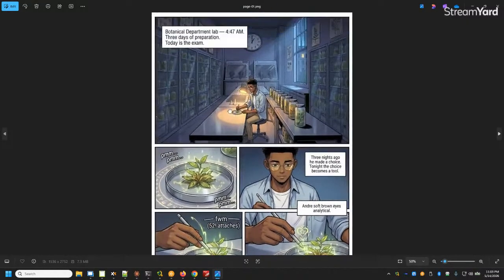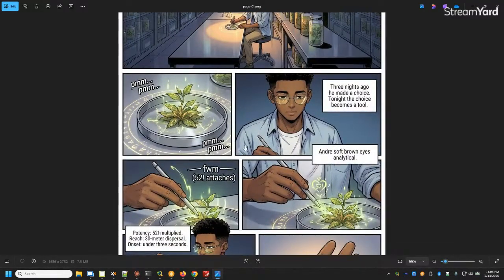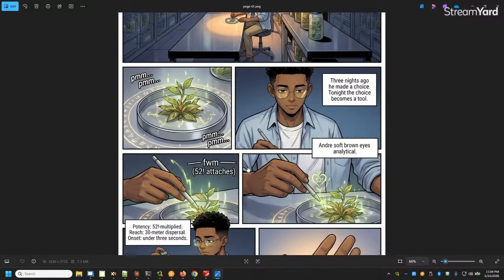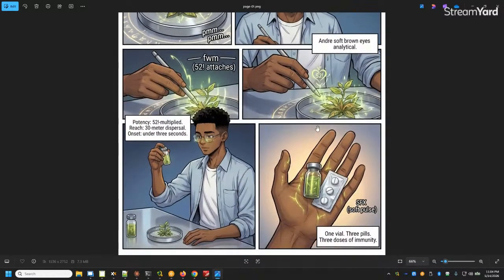All right, so back in the lab, 4:47 a.m. Even though he left at 1 p.m. the previous night, and you see it here, still sitting at 1 o'clock, but that's okay. He's doing testing for plans. 3 nights ago, he made a choice. Tonight, the choice becomes a tool. 52 factorial attaches. Eyes analytical. He's applying it to, but I don't know. Oh, he's applying, okay, that's right.